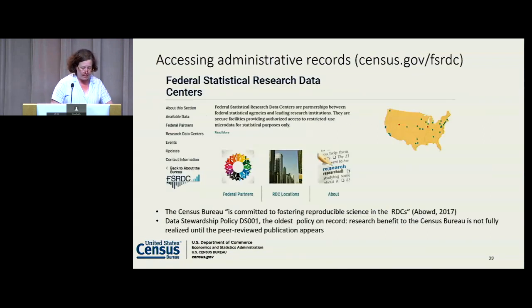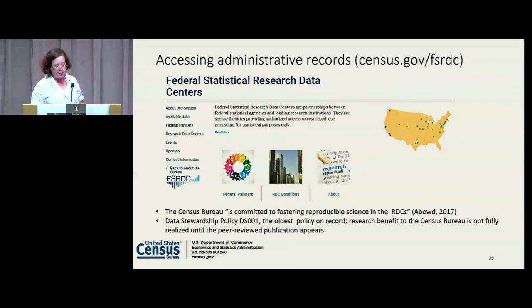Okay, so now I get to the really fun part of telling you how to access administrative records through the Census Bureau. Since this is really the gold standard of being able to do reproducible research. So the Census Bureau, right there on its website, regarding the FSRDCs. So these are our research data centers that are all over the country. And most of the data, but not all of the data that I've talked about today, are available through the proposal process, through the FSRDC.